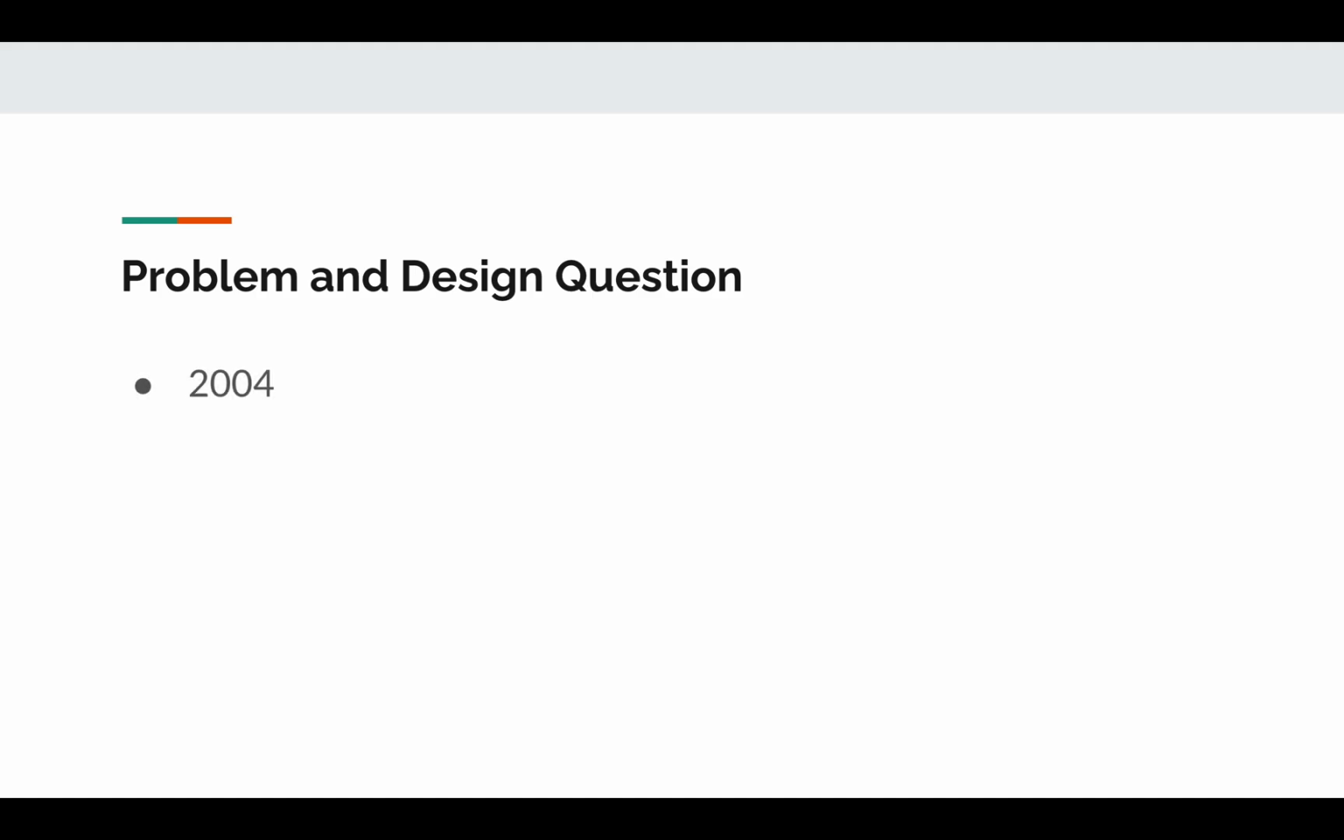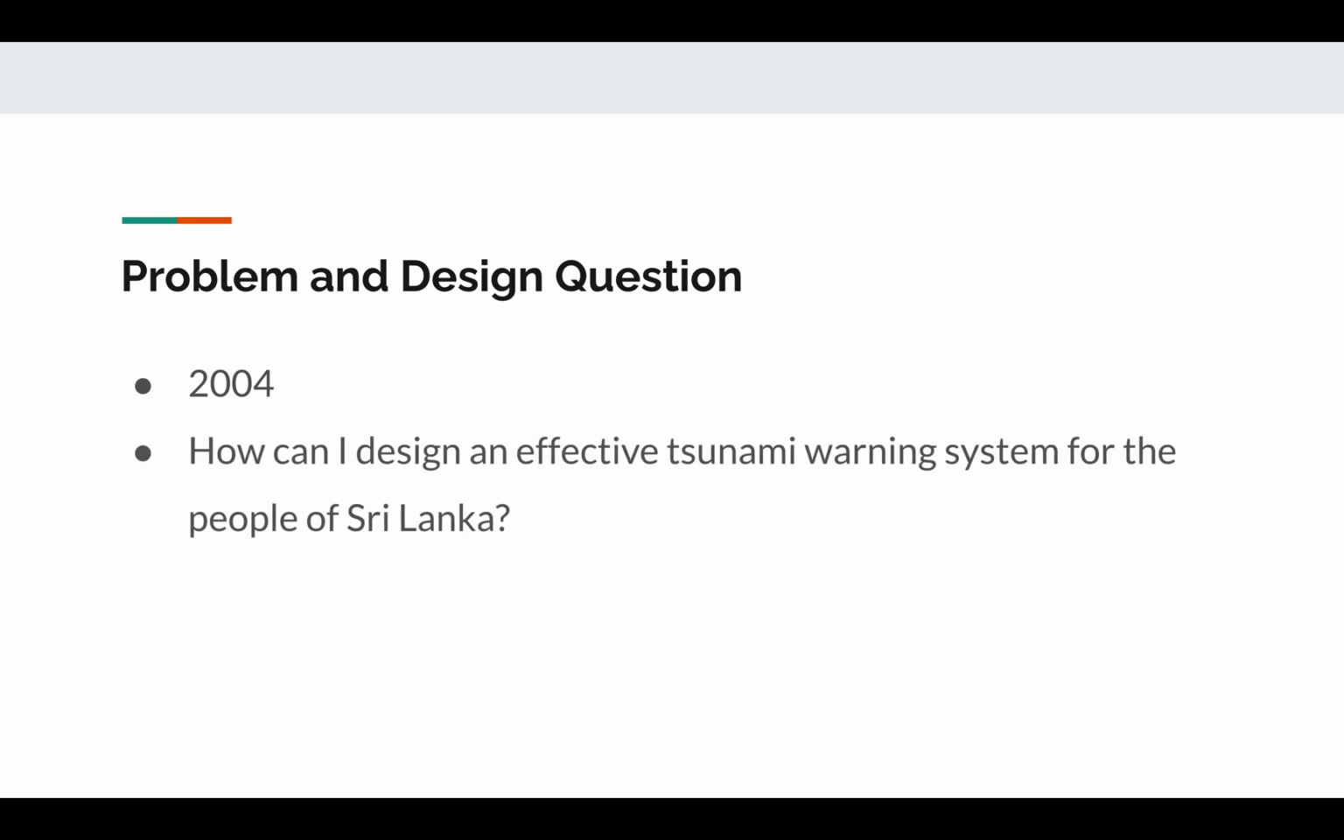In 2004, one of the deadliest tsunamis in recent history decimated populations in the Indian Ocean. Among them were people who lived on this island called Sri Lanka. They had no warning, which led to the deaths of over 200,000 people. My design question for this internship is how can I design an effective tsunami warning system for the people of Sri Lanka?